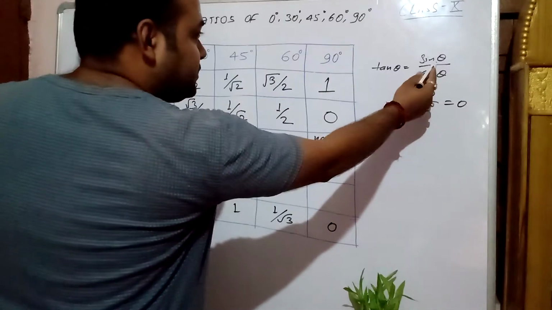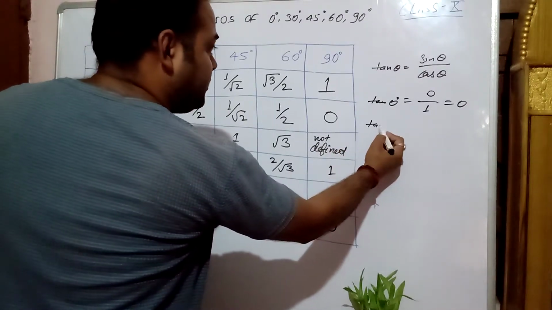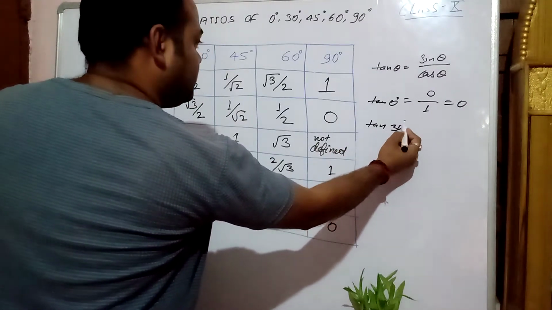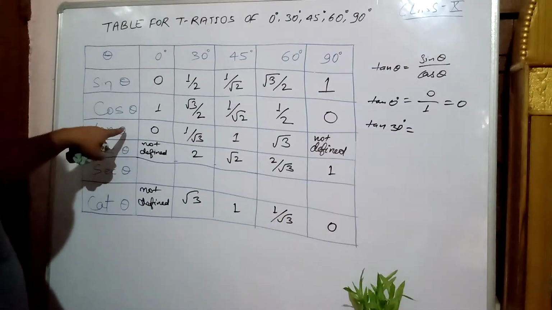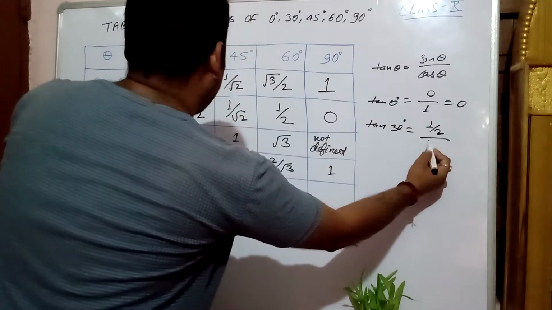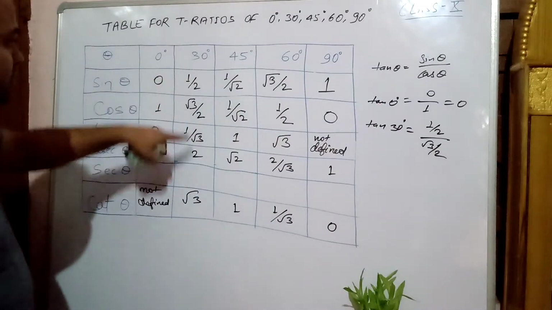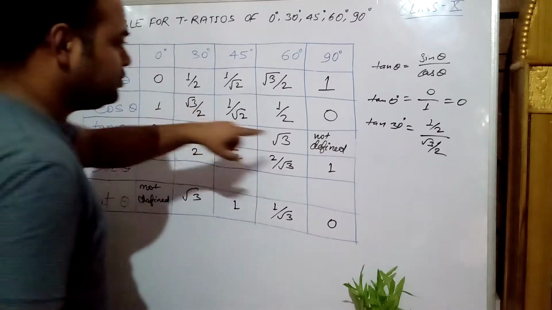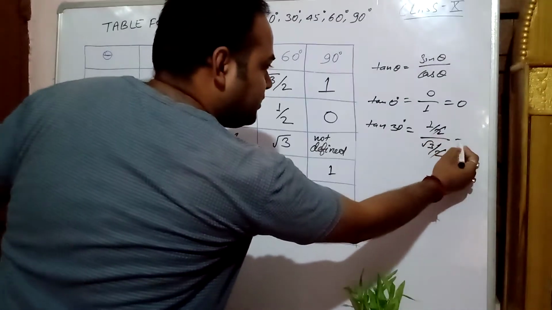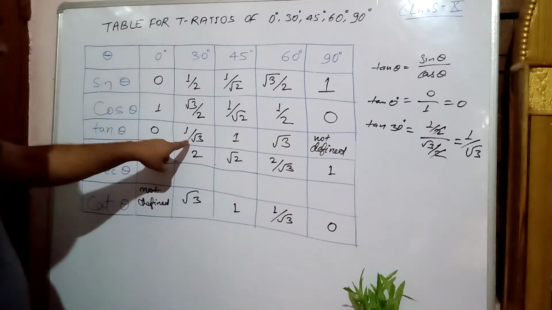So this is for tan 0 degree, tan 30 degree, for 1 by 2 divided by root 3 by 2. I have taken 1 by 2 divided by root 3 by 2 here. Now 2 cancel, you get 1 by root 3. You have to get 1 by root 3.